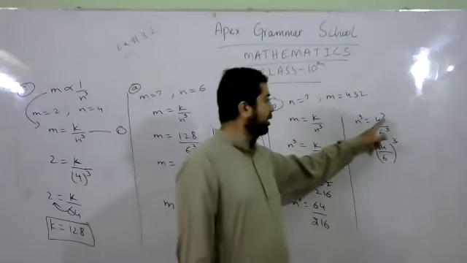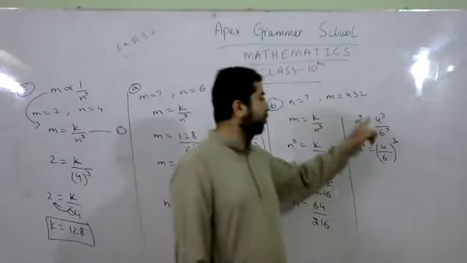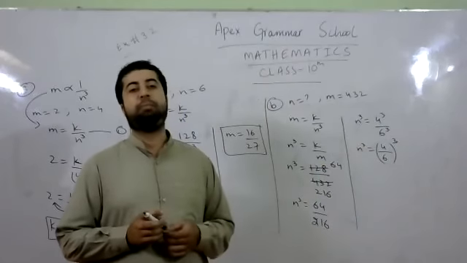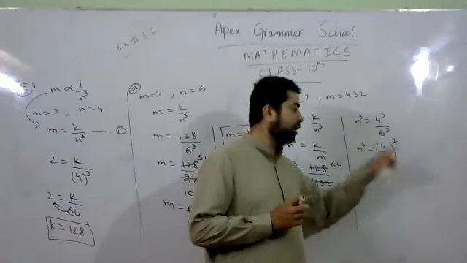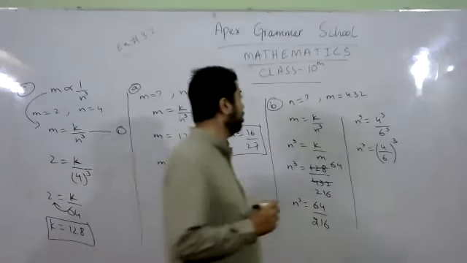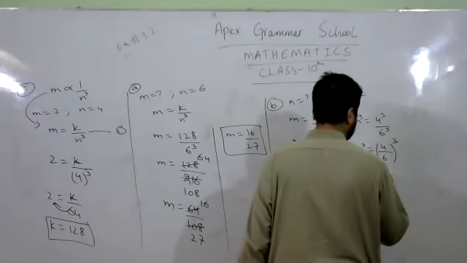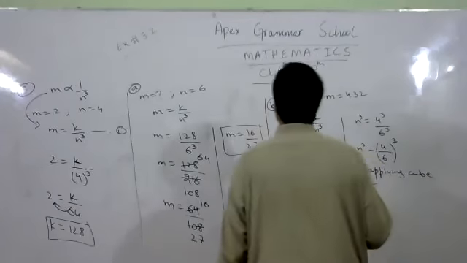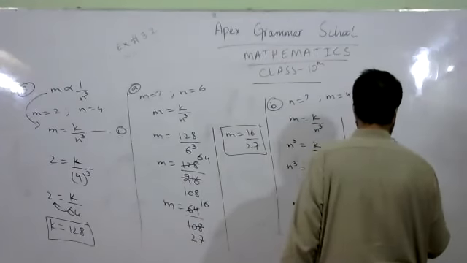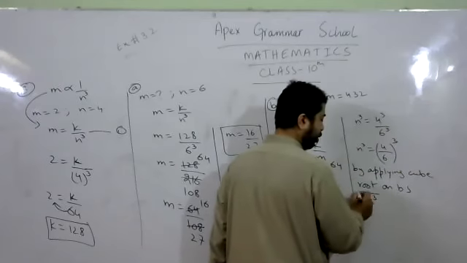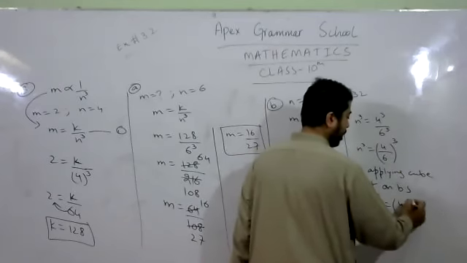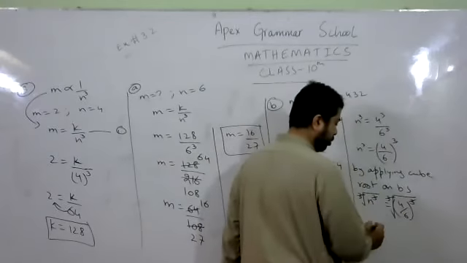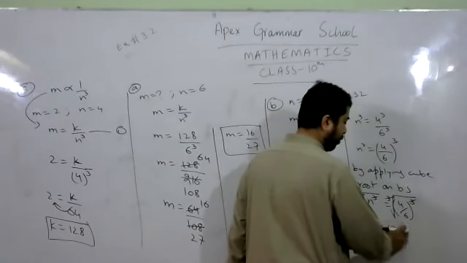We can apply the combined power, because this is the case of division. In case of multiplication and in case of division, we can do this. So this is cube and this is cube. We need to remove this cube, so by applying cube root on both sides, this cube will cancel this cube root, and this cube will also cancel this cube root. So the value of n is 4 over 6.